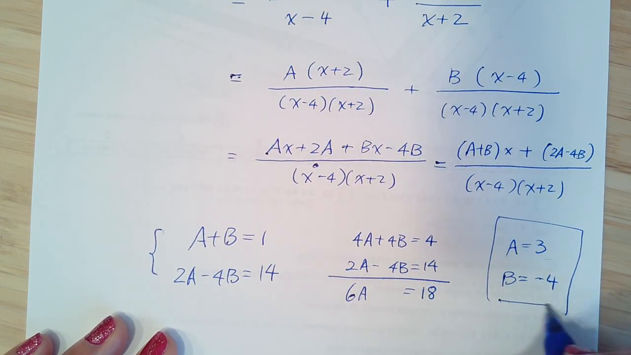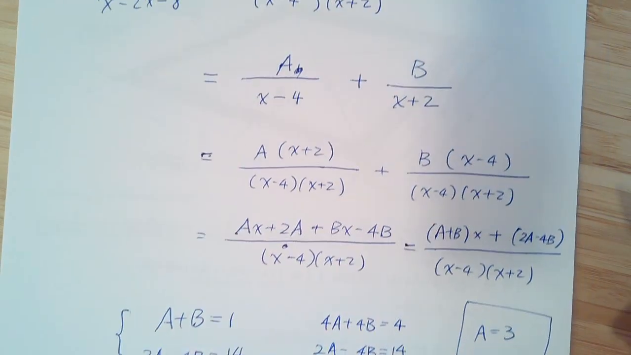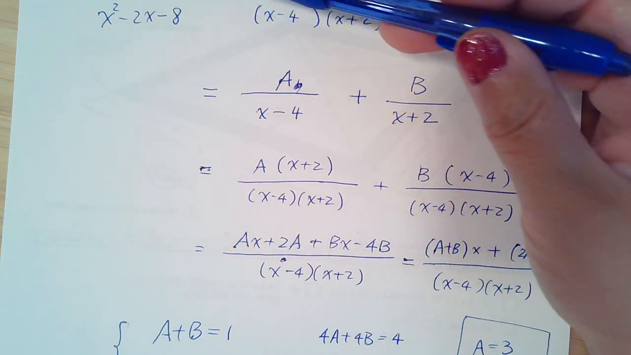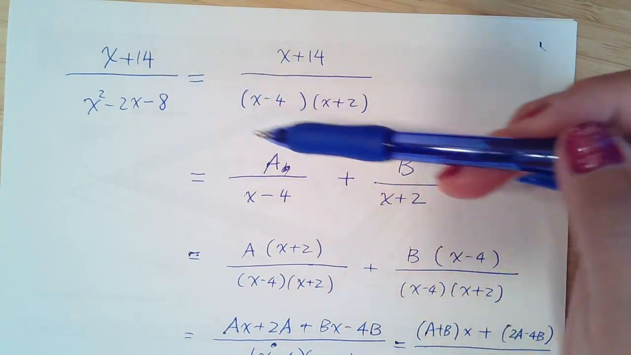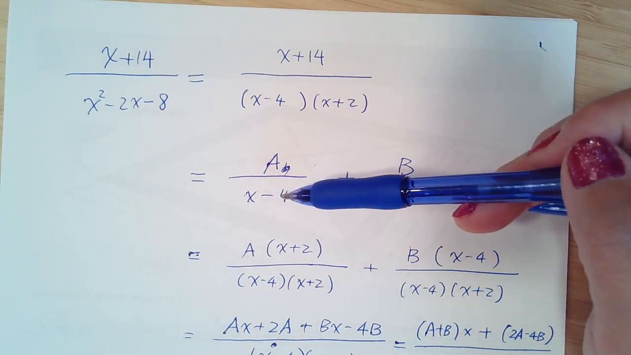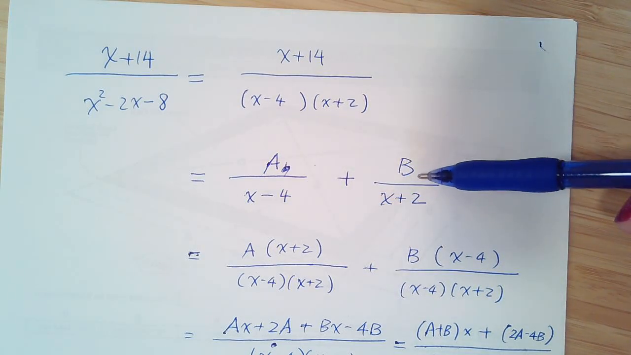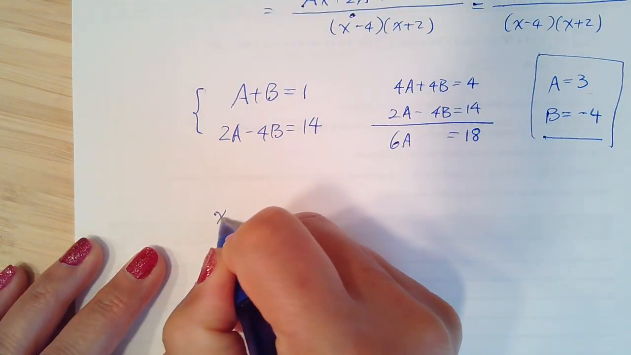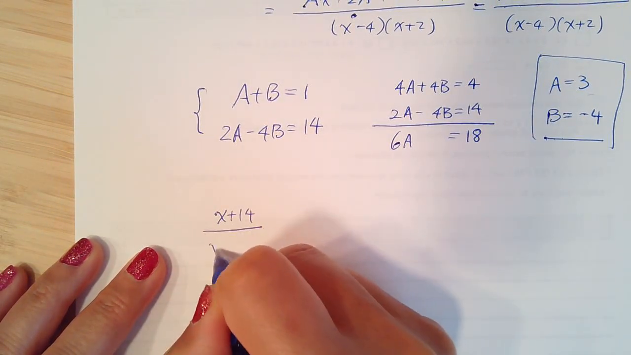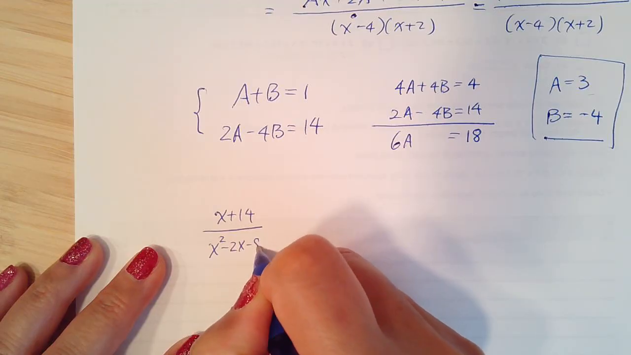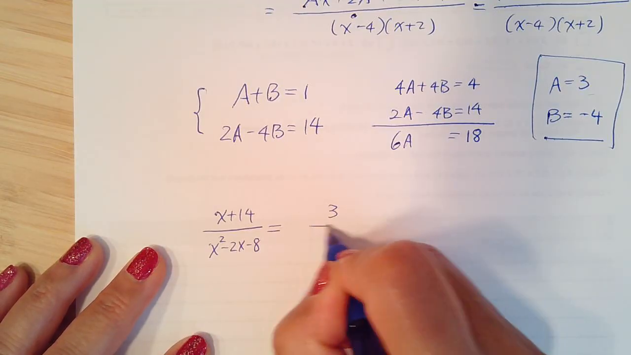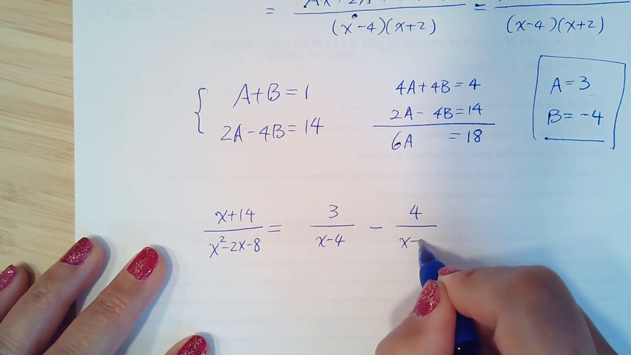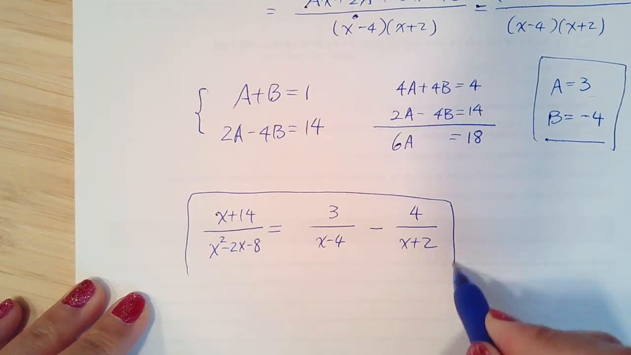This is so beautiful because I got an A, I got a B. I can just put it back to here. A is 3, B is negative 2. So what you are given here becomes 3 over (x minus 4), plus, here's a negative, so we can say minus 2 over (x plus 2). Let me write that. So I have (x plus 14) over (x squared minus 2x minus 8) equals 3 over (x minus 4) minus 2 over (x plus 2). That is my answer. You're done with it.